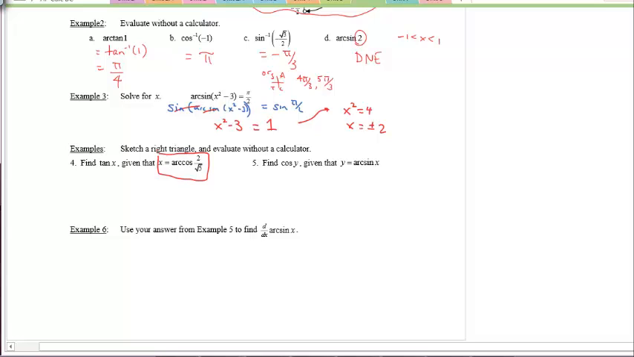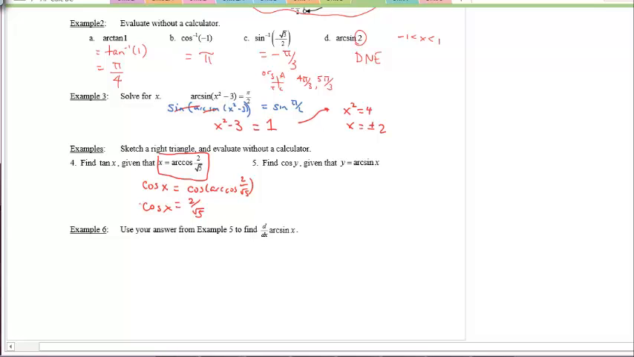x equals arc cos of 2 over root 5. Remember, if I want to get rid of the arc cos, I just take the inverse of the inverse on both sides. So that's really just taking cosine on both sides. And if you do cos of arc cos, of course, you're just left with the ratio 2 over root 5. So what you have here is cosine x equals 2 over root 5.